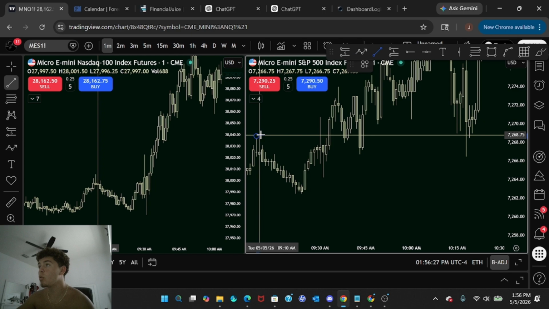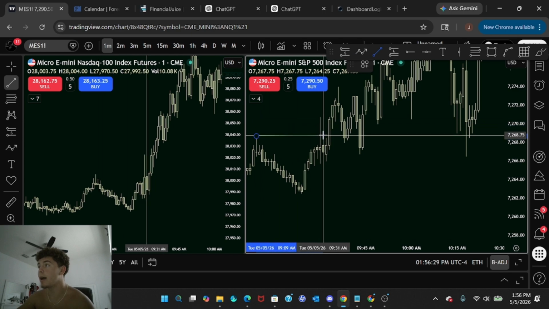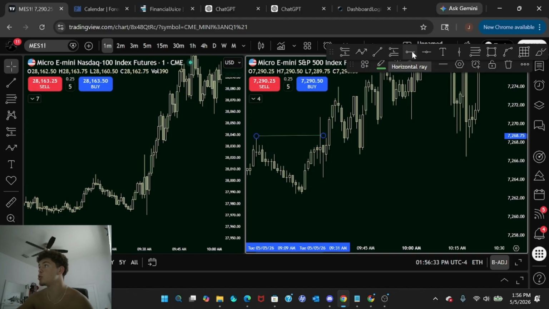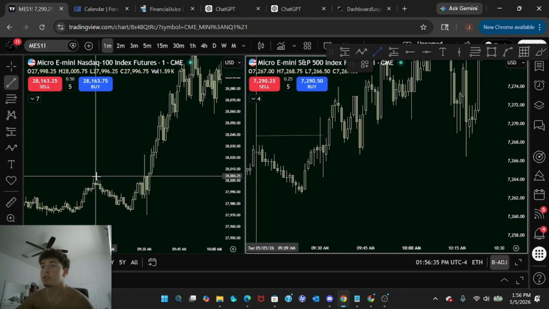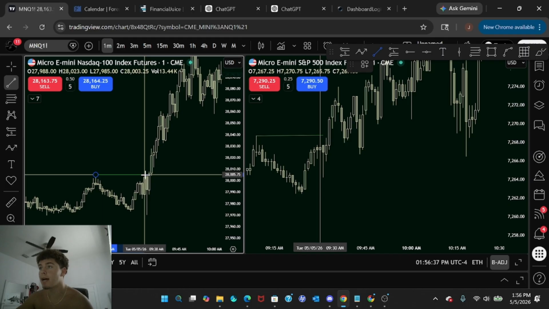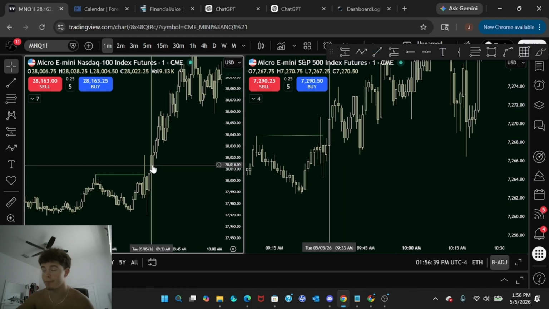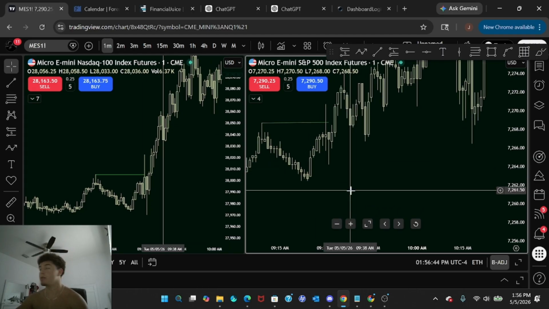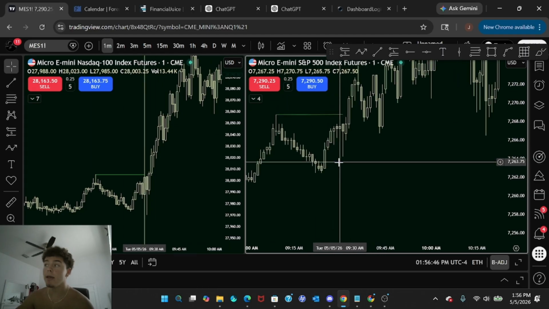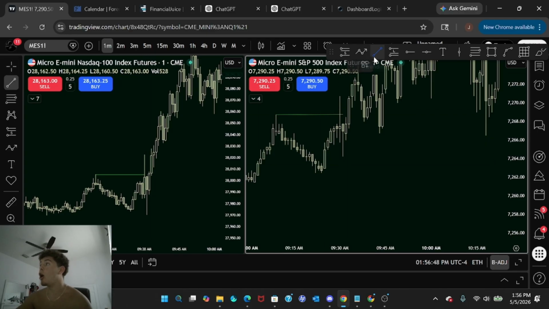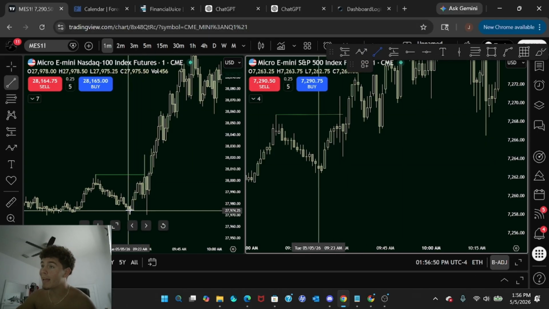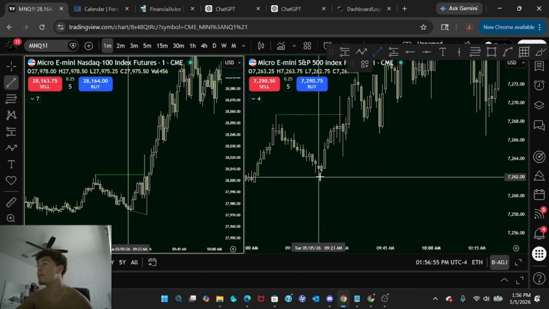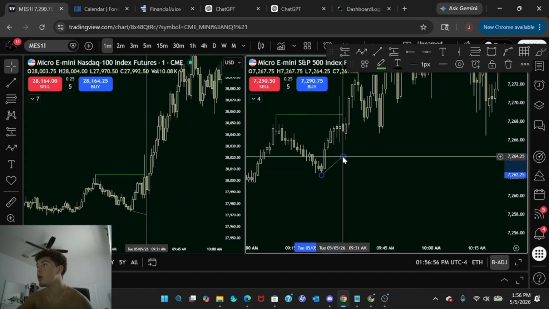We can see that on ES, we took this high. We took this high. And then if we come over to NQ, we also took this high. Is there a divergence in price there? No. Good job. So that was good, right? There's no divergence there. But here we go. On NQ, we made a lower low, while on ES, we made a higher low.